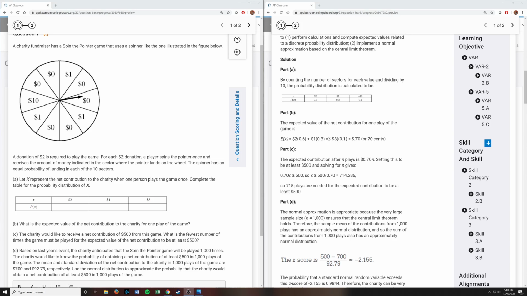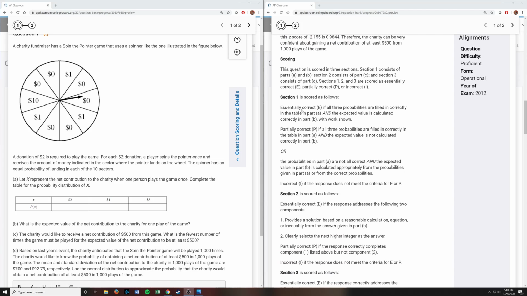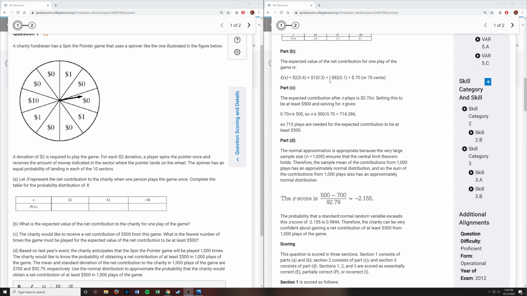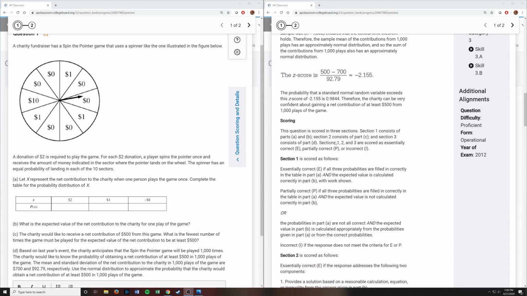So A and B, that is section 1. A and B are put together. You get an E for those parts put together if you fill in the table correct and the expected value is correct with work shown. You can't just say it's 70 cents because you did it on your calculator. You have to write out the formula, essentially. How did you get that answer? You have to show them.